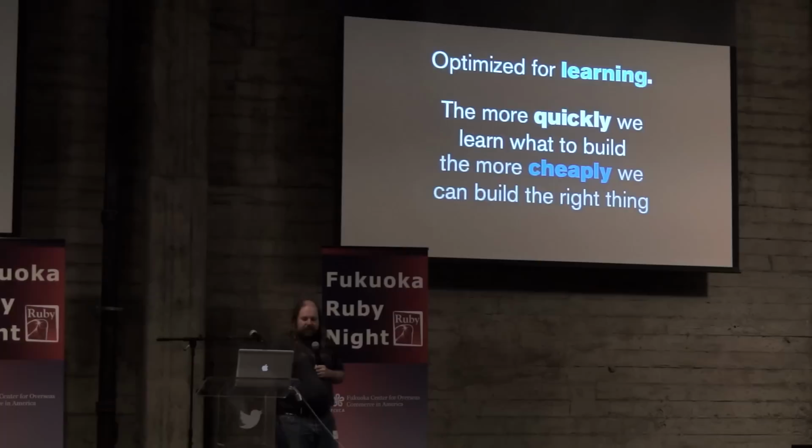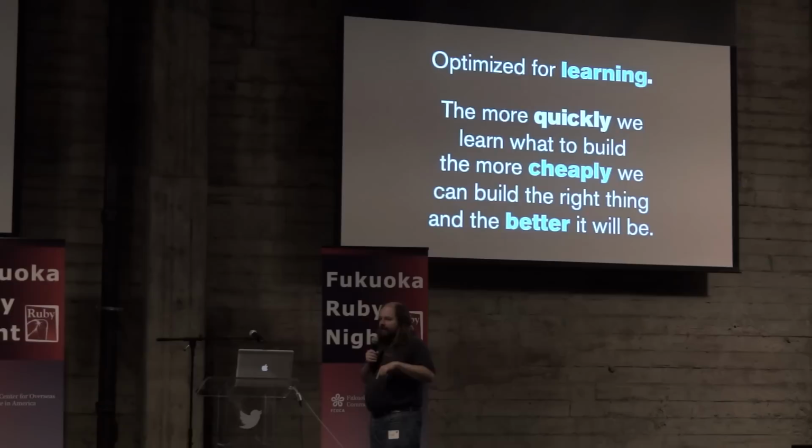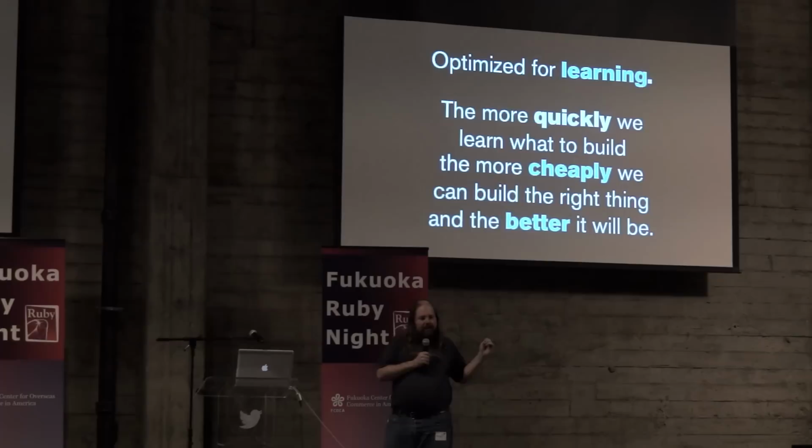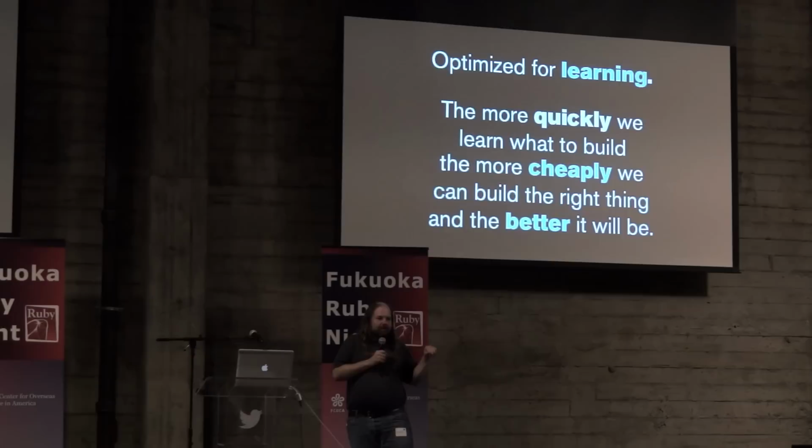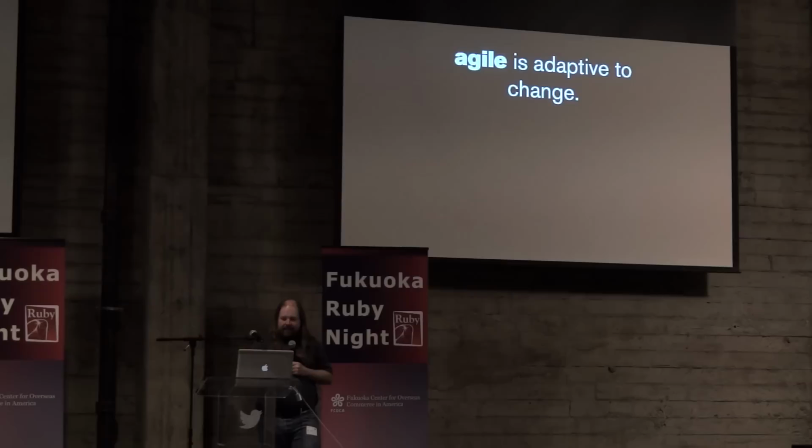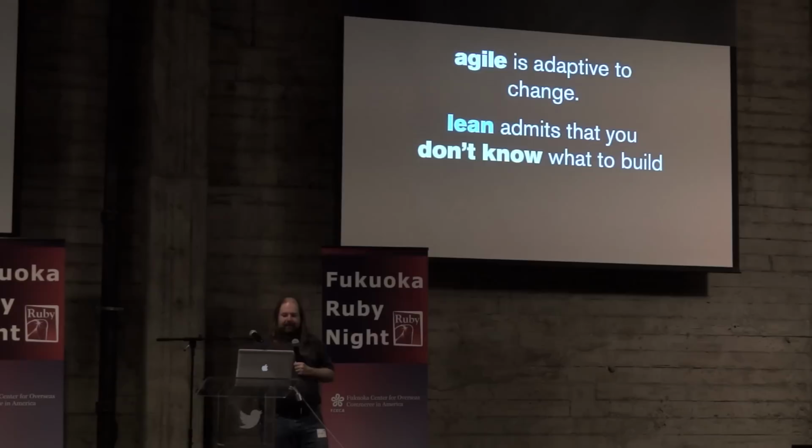Now, if we can go through more iterations, the likelihood that we're going to have a product that people actually want to use sooner goes up. And the likelihood we'll have a viable business also goes up, because we won't be spending money on the wrong thing. Agile is really adaptive to change. Lean basically admits that you don't know what to build, which is great, and then it also gives you some tools to help you find out.